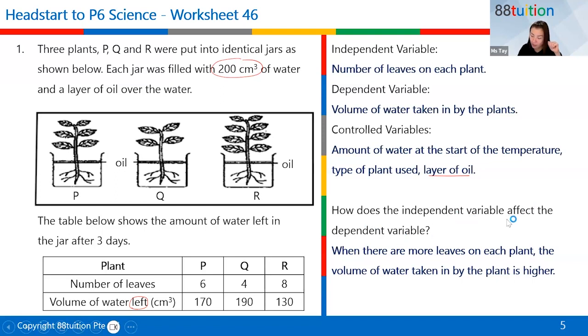So how does the independent variable affect the dependent variable? Our independent variable is the number of leaves on the plant. When there are more leaves on each plant, the volume of water taken in by the plant is higher. You can see that, right? You have more leaves, more water taken in, because you are left with less water at the end. Any question? All good?